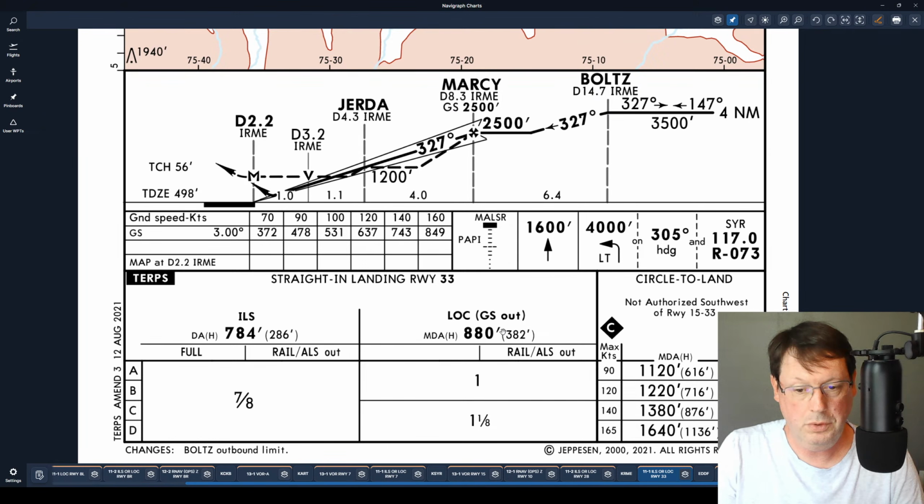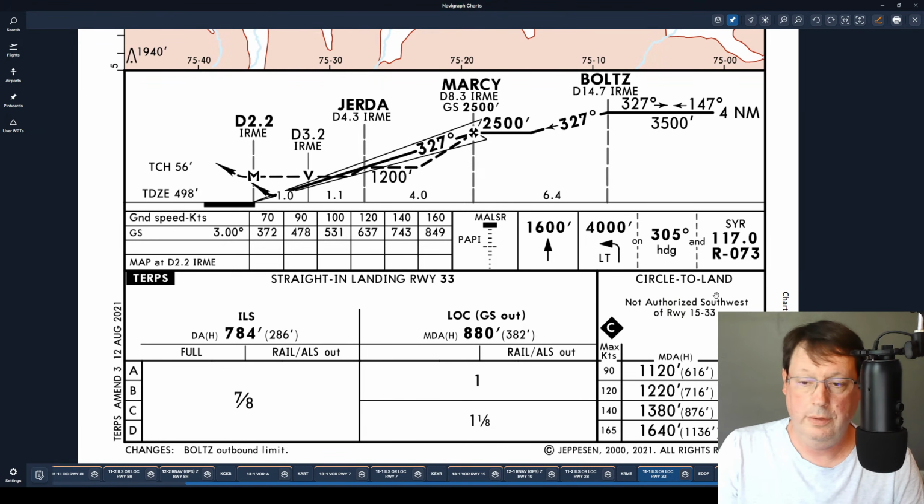Now, if you notice for the localizer approach, categories A and B, the visibility requirement is 1 statute mile. And for categories C and D, it's 1 1/8 statute mile. Why is it higher for the category C and D aircraft? Because they're flying faster. That's why. You need more visibility because you're traveling faster.